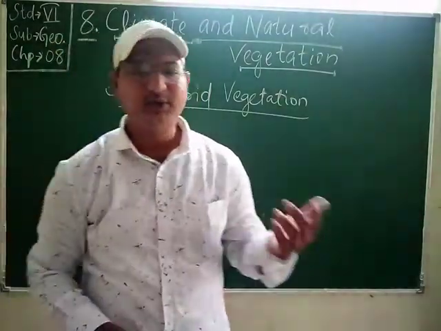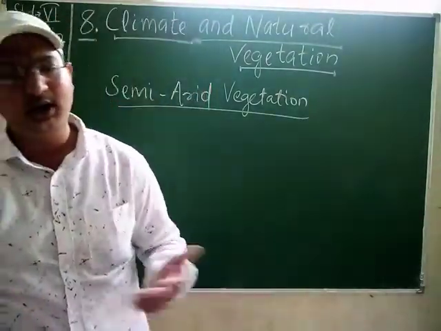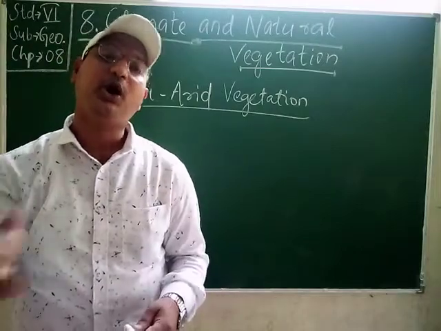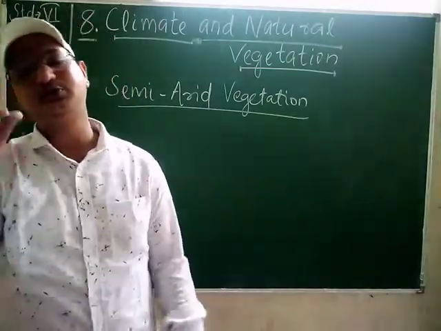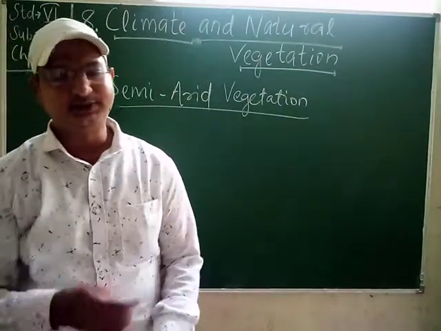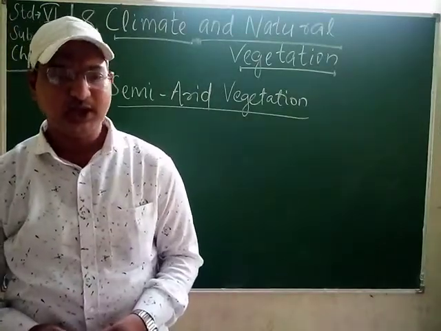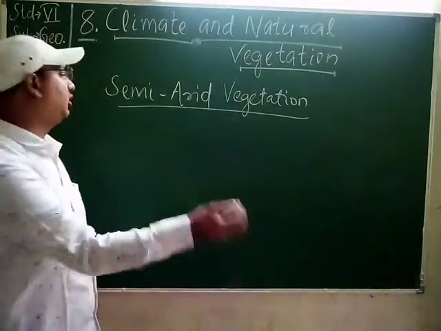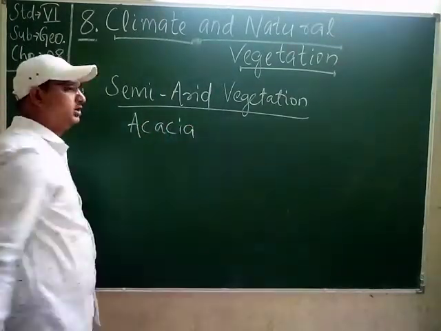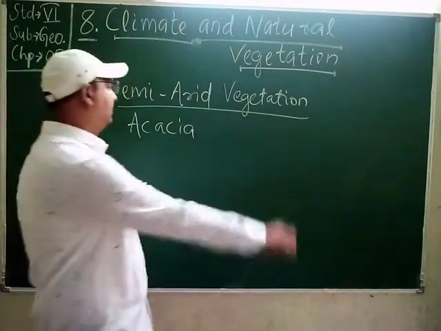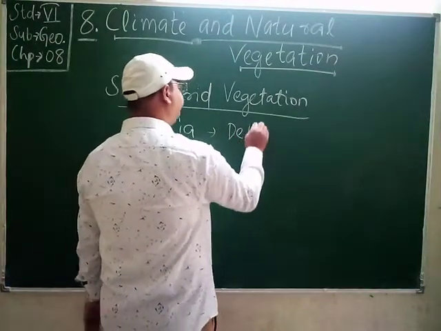The region east of the desert, covering Punjab, Haryana and Delhi and up to Kathiawad in Gujarat, has short coarse grasses, scrubs and bushes. Coarse means mota. Acacia is the most commonly growing vegetation all over Delhi and Haryana. Acacia is the coarse grass mostly found in Delhi and Haryana.